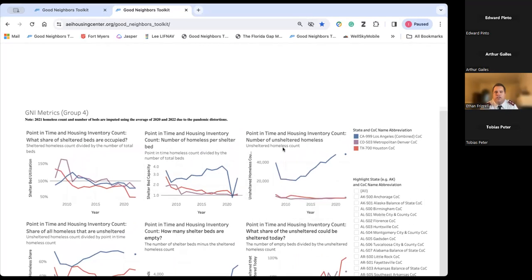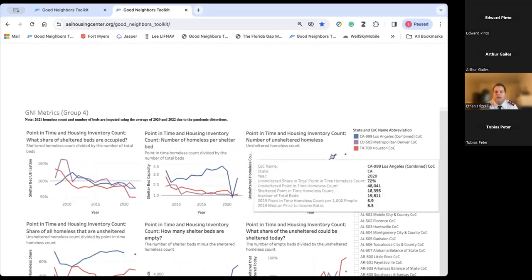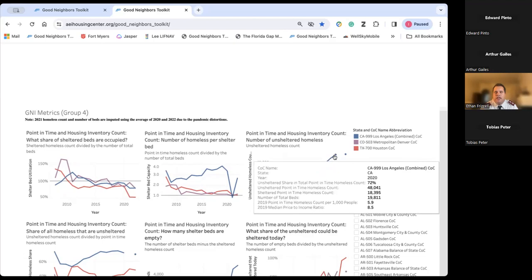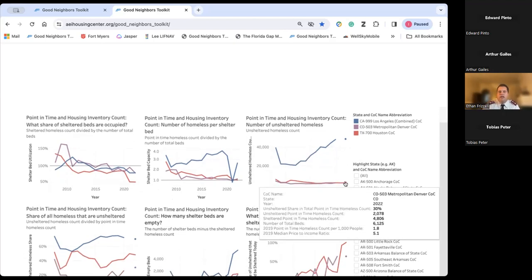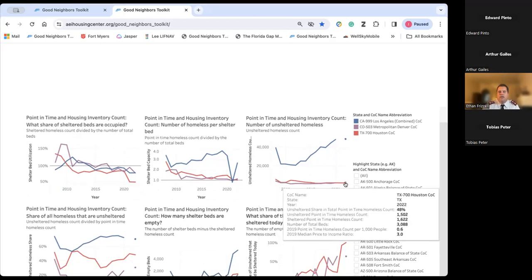And so if we look at this one as point in time housing inventory count, we can see Los Angeles again is that spike, right? It's the unsheltered count over years. Whereas if we were to take out LA, we would see Denver's there, Houston, there it is, right? As we see that Houston has actually been going down over time.